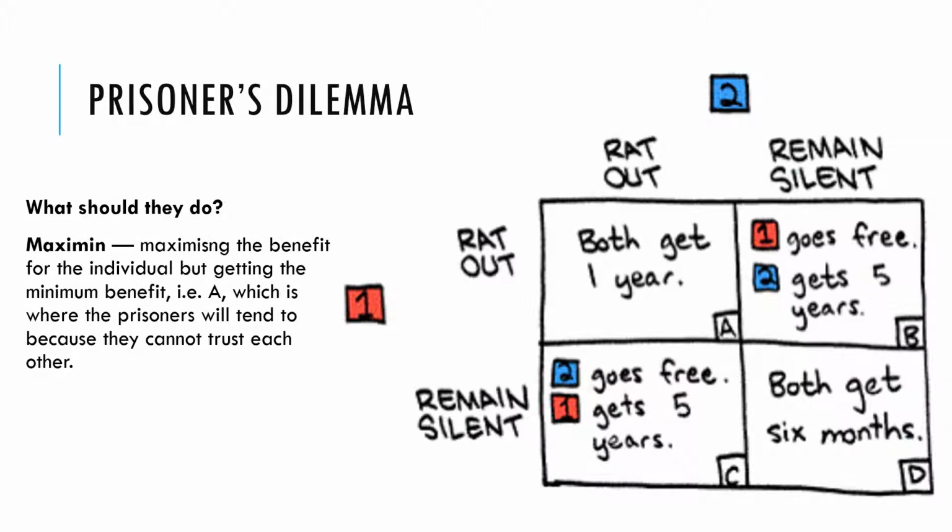So again, what might be the situation? If I rat out my friend, I try and maximize my benefit. I try to go for the maximum benefit for me and the maximum reward, but I might end up getting the minimum reward. And that would be 1 year in prison. And we would call that a maxi-min scenario.